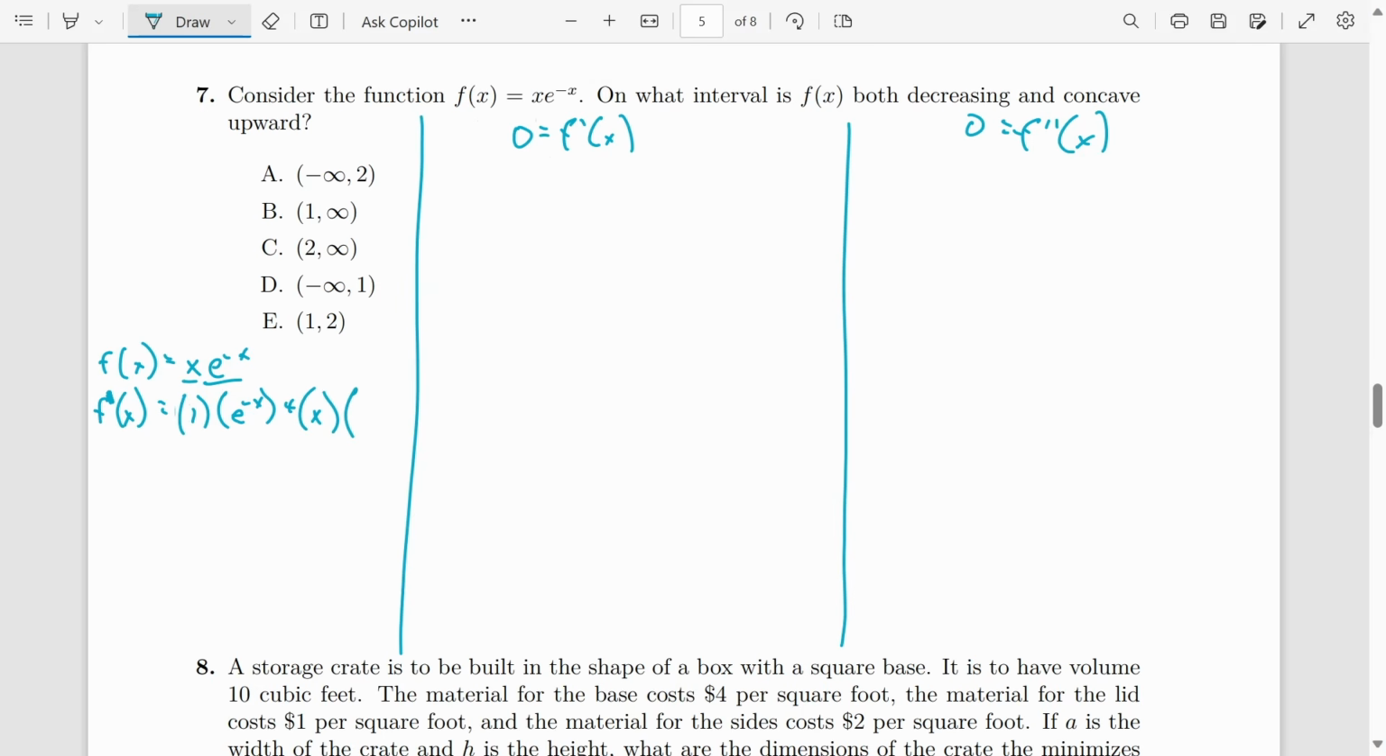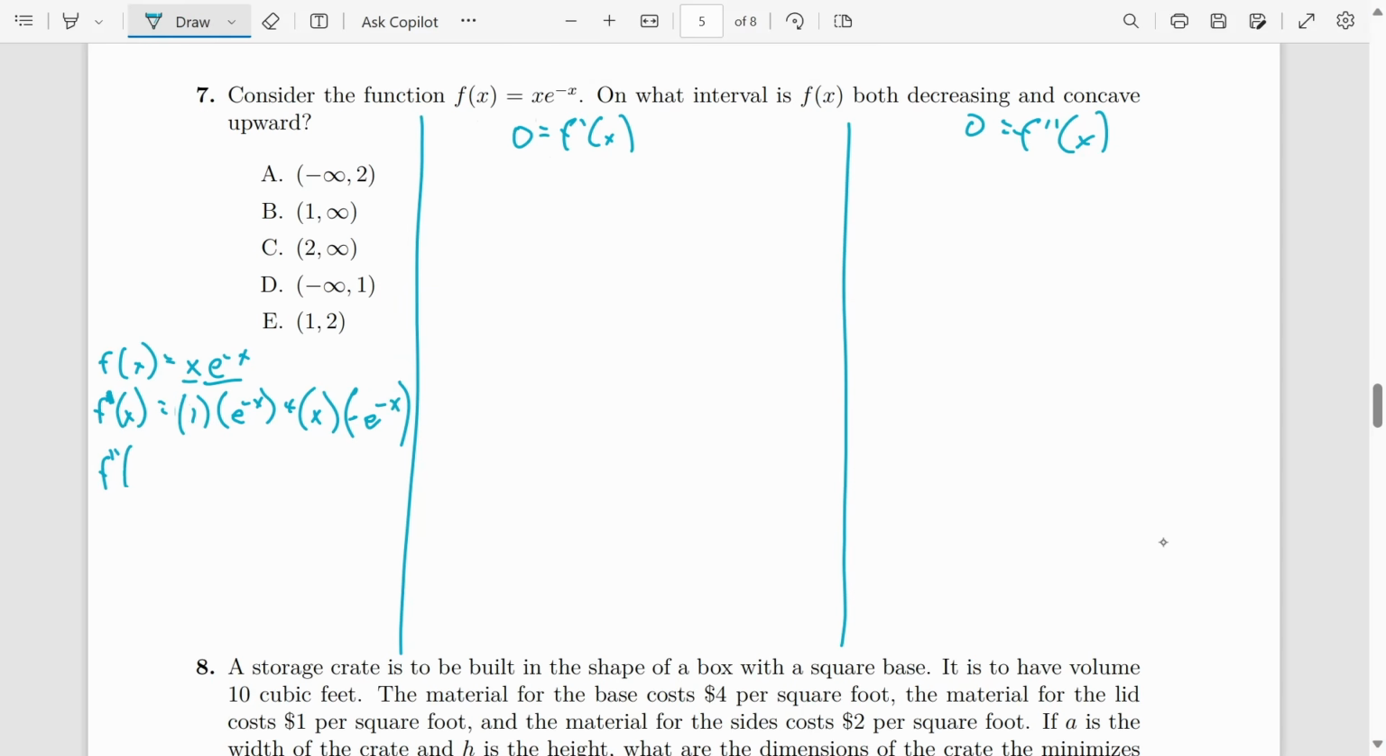Now, derivatives of e are pretty simple. You just rewrite it and then do chain rule for the top if you have to. So since we just have e to the negative x, that's going to be e to the negative x. Then we bring that negative x out front and take its derivative. So the derivative of negative x is just negative 1. So the whole thing is negative e to the negative x. So that's our first derivative, f prime of x.